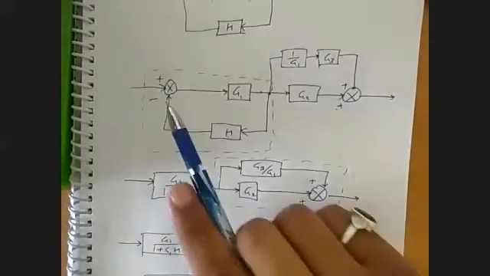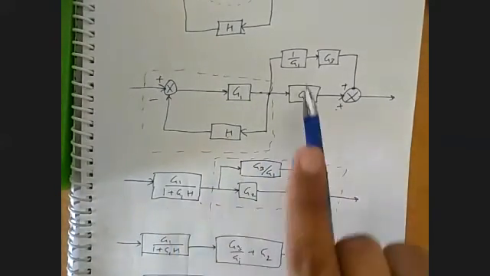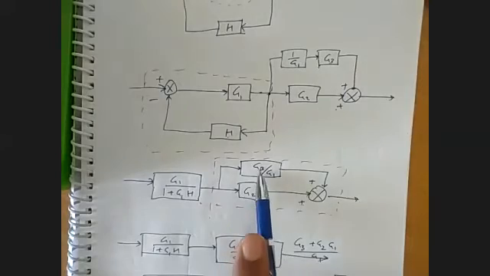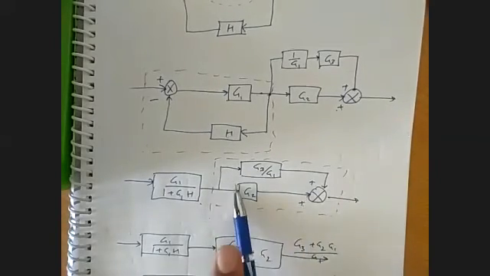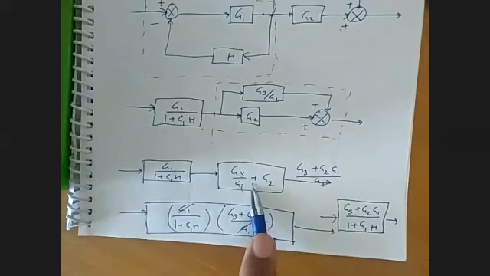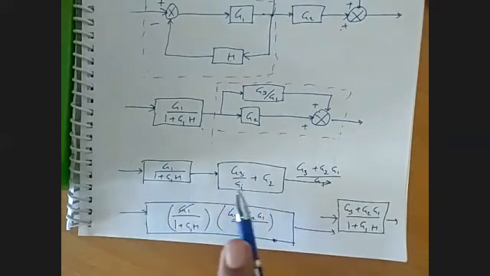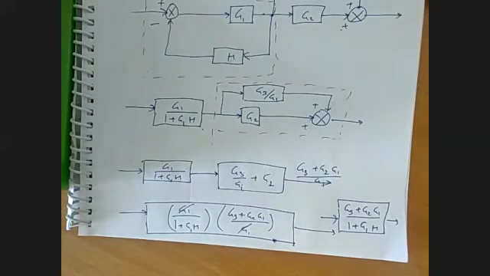So now it is reduced to same. This is series connection. So it will become G3 upon G1. This block is connected in parallel. So it will be represented by G3 upon G1 plus G2. And then these are again connected in series. So the gains are multiplied and we get the final transfer function of this system.